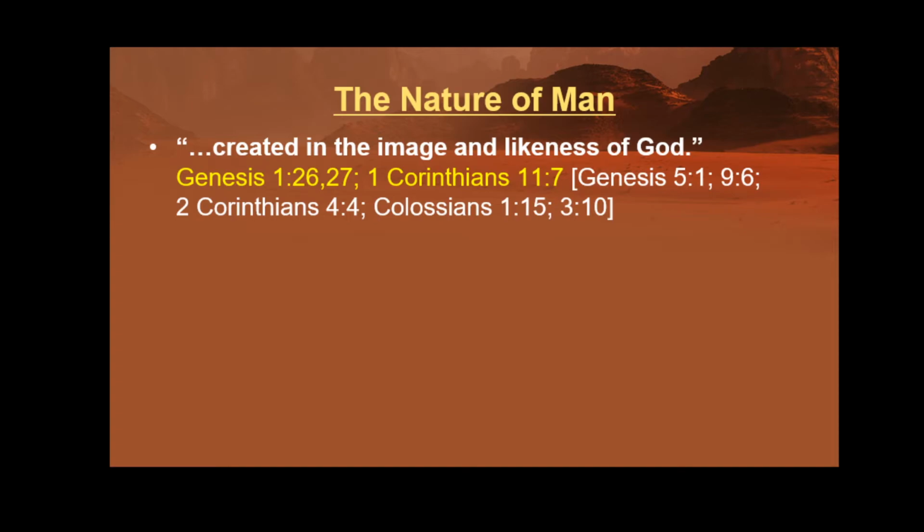In Genesis 1:26 and 27, 'Then God said, let us make man in our image, after our likeness, and let them have dominion over the fish of the sea, and over the birds of the heavens, over the livestock, and over all the earth, and over every creeping thing that creeps on the earth. So God created man in his own image. In the image of God he created him, male and female he created them.'